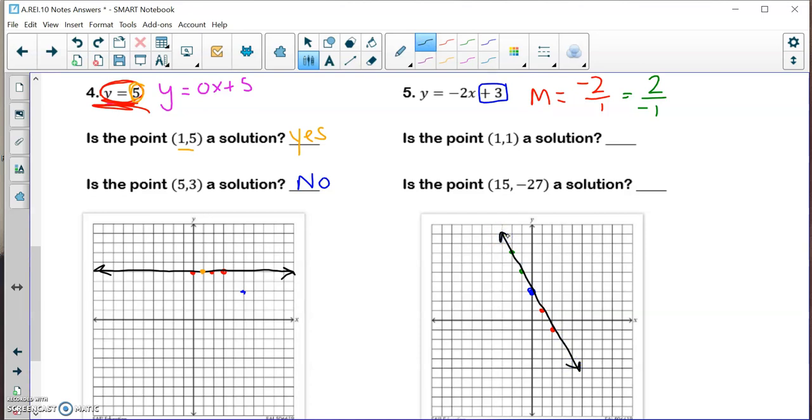Now we want to identify if these points are solutions. 1, 1, well 1, 1. That's this yellow point that I'm highlighting on the line. So yes, it is a solution. Now 15, -27 is not on the graph. So that's not an automatic no. It could be a solution, but we just can't see it on the graph. Remember that these lines have arrows, meaning that this line continues on even off the graph.